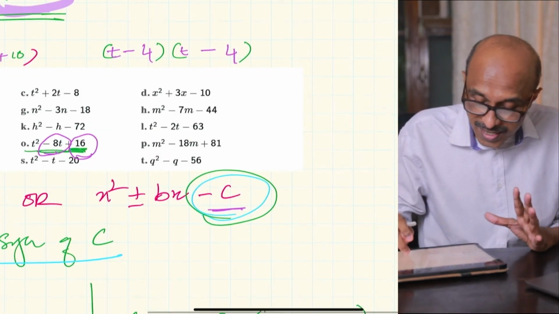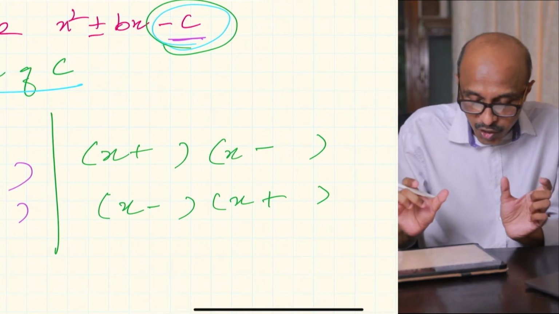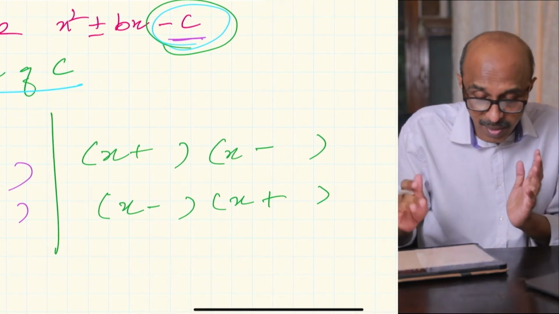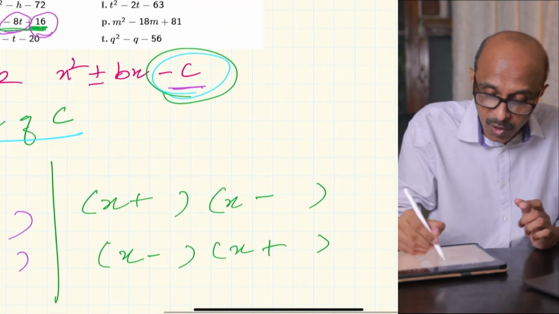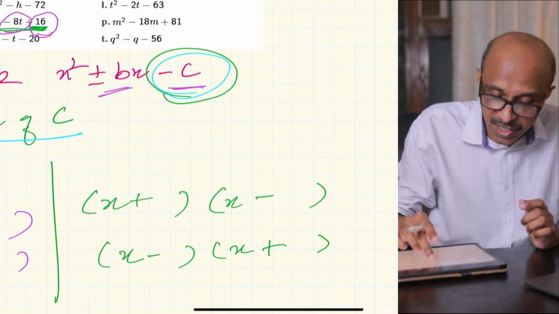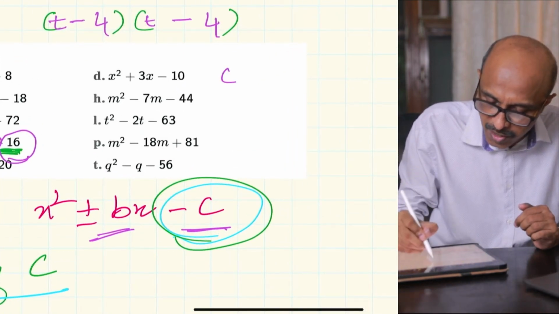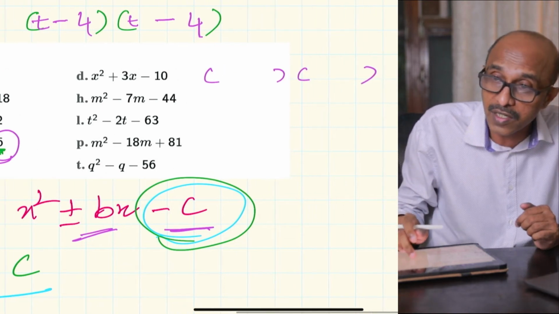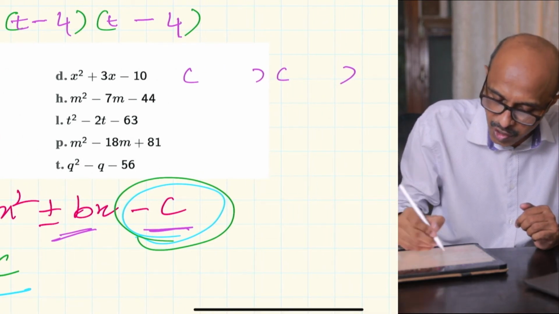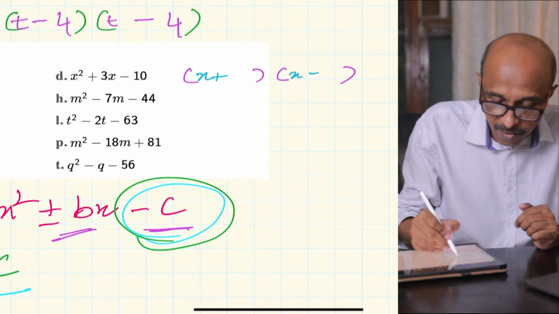Now let's look at the case when the sign of c is negative. Remember I said that the two brackets should have different signs, x plus and x minus, but we have to be careful which number goes where, keeping it consistent with the sign of b, the middle term. So here we go. This is negative 10. So we know that the two brackets should have different signs, and it should be x plus, x minus.